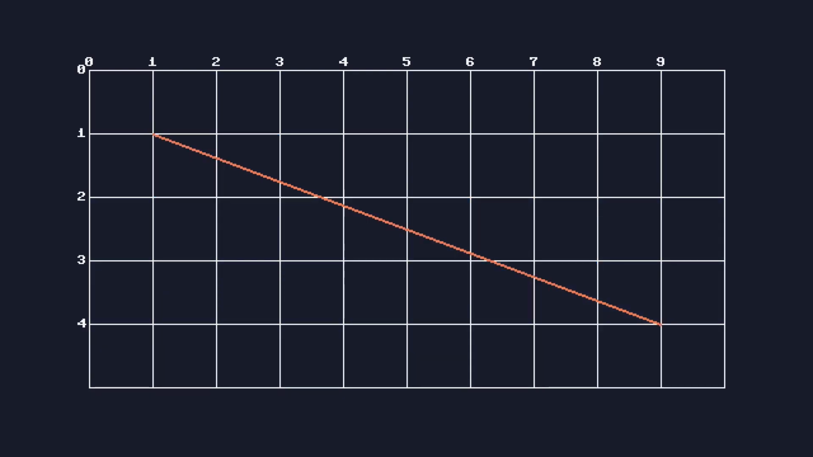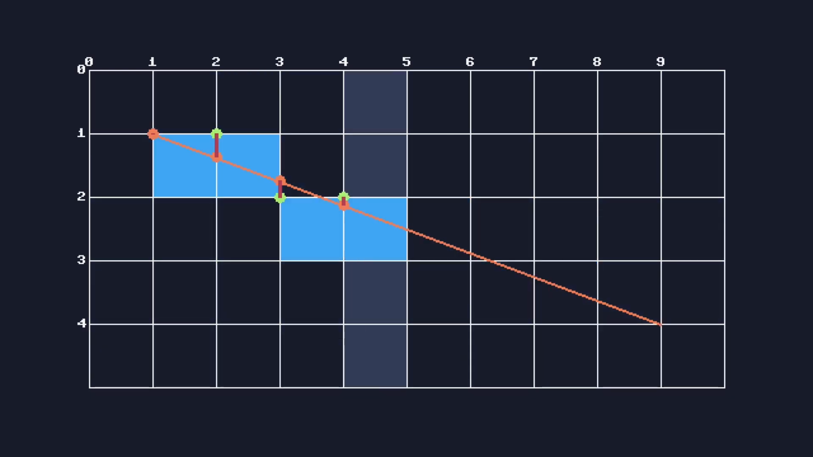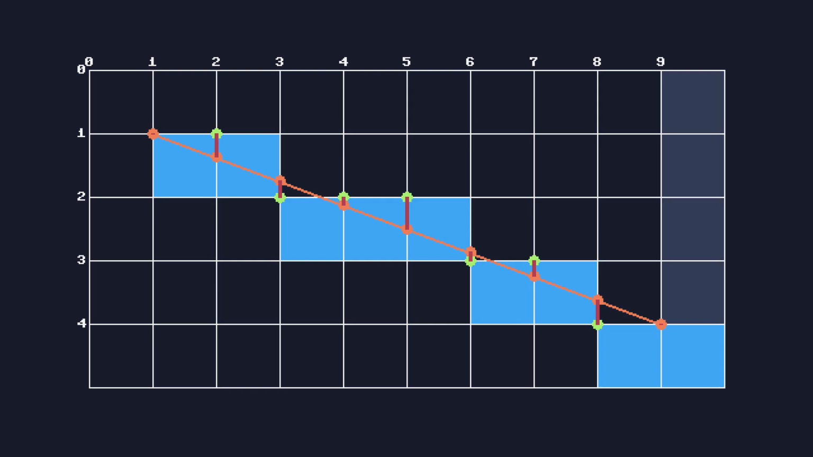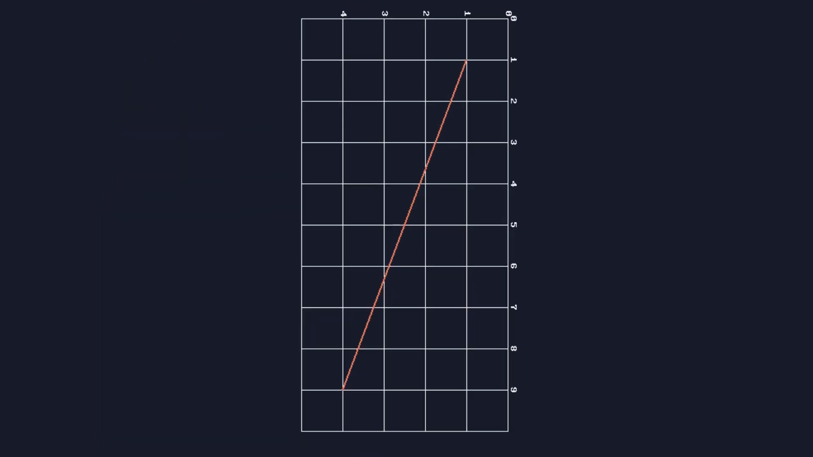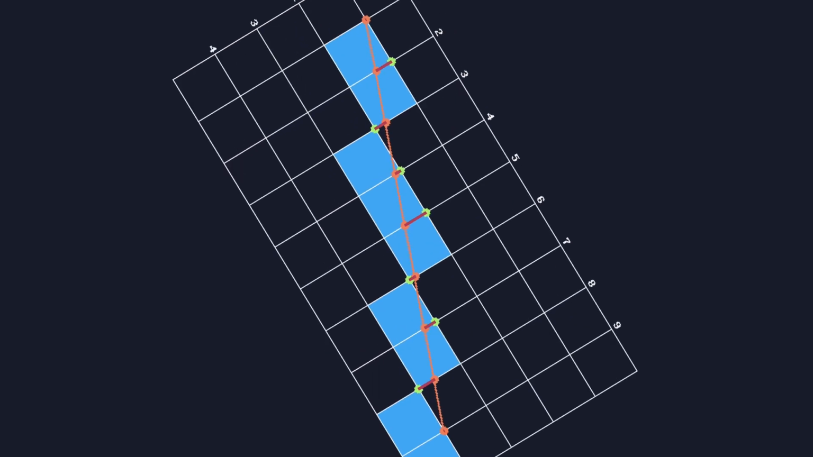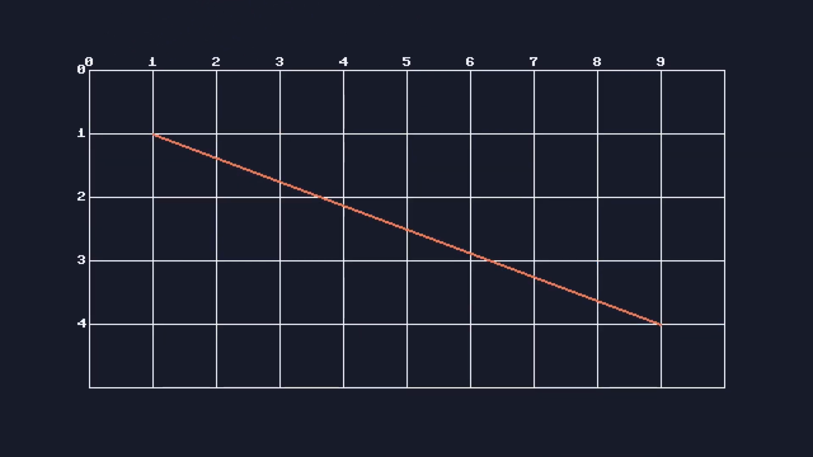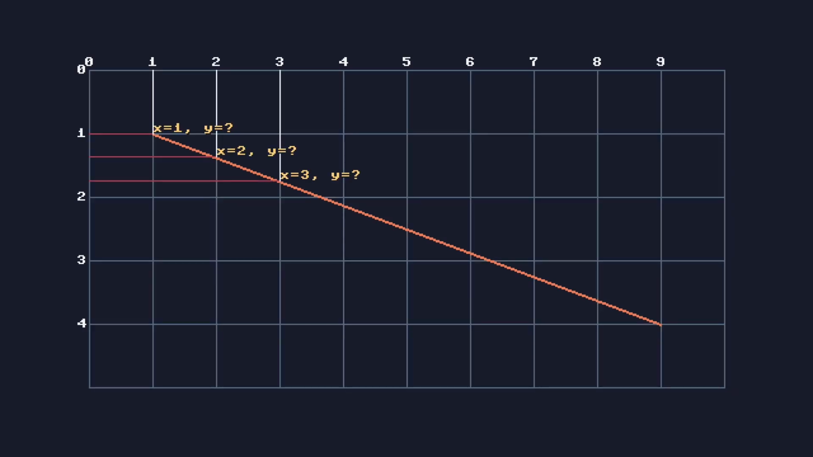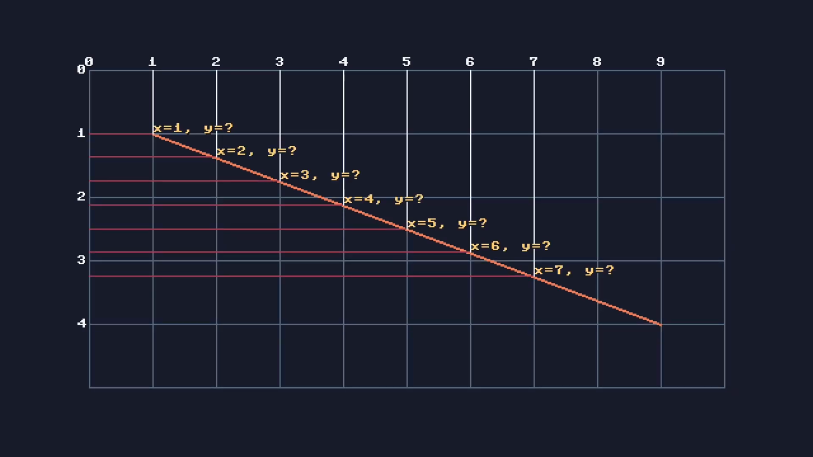In this example, the line is shallow, which means it spans more columns than rows. In this situation, we can walk through every column, find the closest row to the line and fill it. Otherwise, the line would be steep, and we would walk through rows, finding the column that is closest to the line. Let's focus on the shallow line example. To find the closest row to the actual line, we need to determine the vertical position where the line intersects the left side of each column.